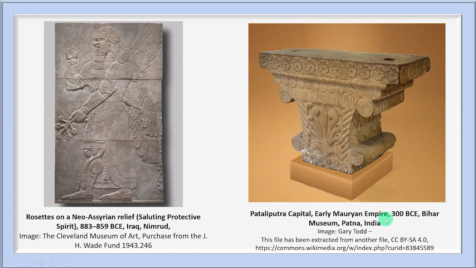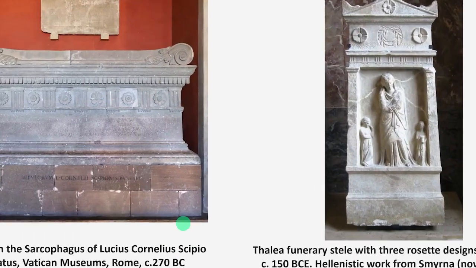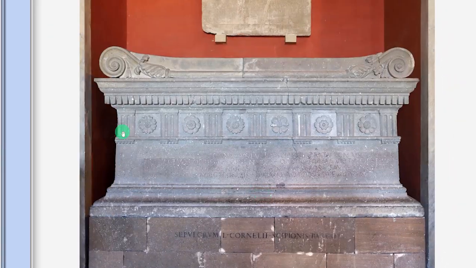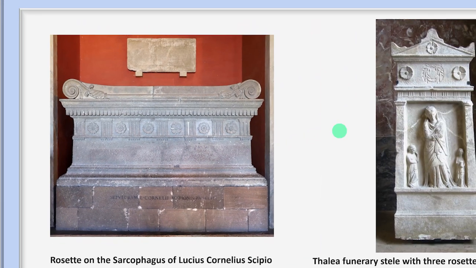This is the Patliputra capital, early Mauryan Empire, dated 300 BCE, presently in Bihar Museum, Patna, India. Then this is a sarcophagus of Lucius Cornelius Scipio Barbatus. This is in Vatican Museum, Rome, dated around 270 BC. We have rosettes on it, different version of designs. Now sarcophagus is basically a coffin that is carved in stone.